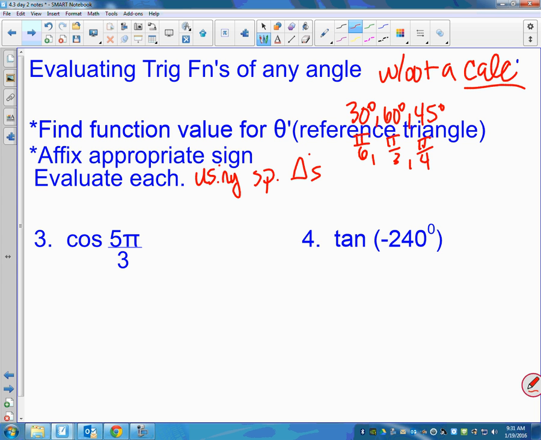So this is why on Friday we drew those out, because I want you to be able to tell me where 5 pi thirds is, or be able to at least think through where 5 pi thirds is, without having to take forever to do that every time. So, let's draw it.